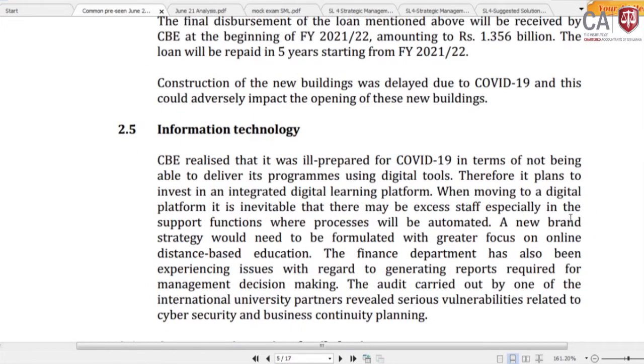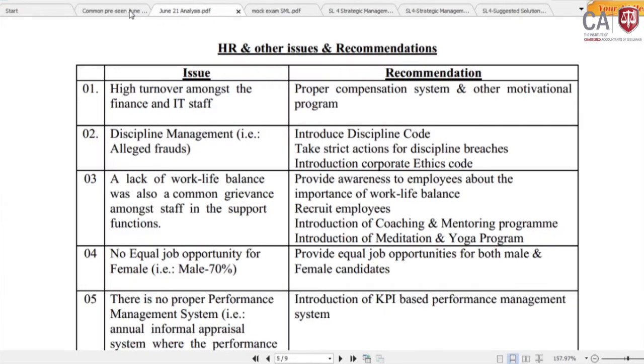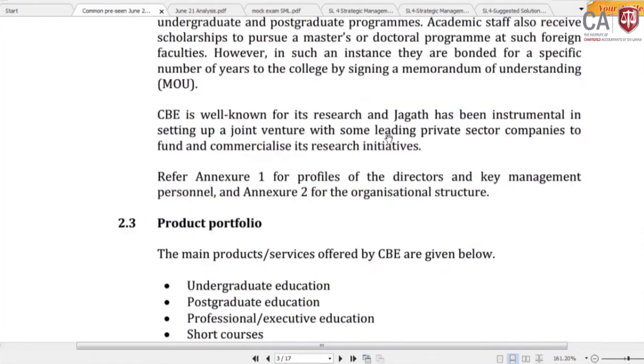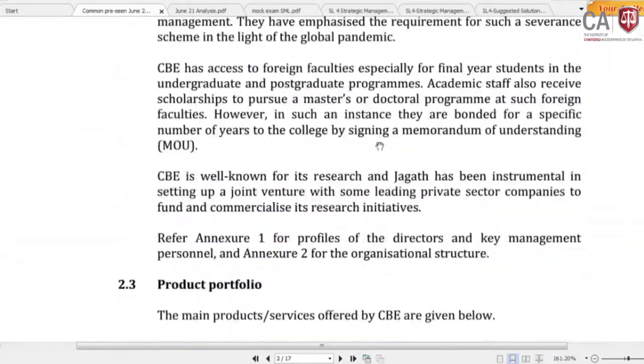So at the moment they don't have a fully integrated digital tool, but they are planning to invest in an integrated digital learning platform. So that will be an opportunity for them to use this combination option. Through that they can combine the knowledge together. Then I think they mentioned some of the IT systems also. Two different IT systems they have mentioned.